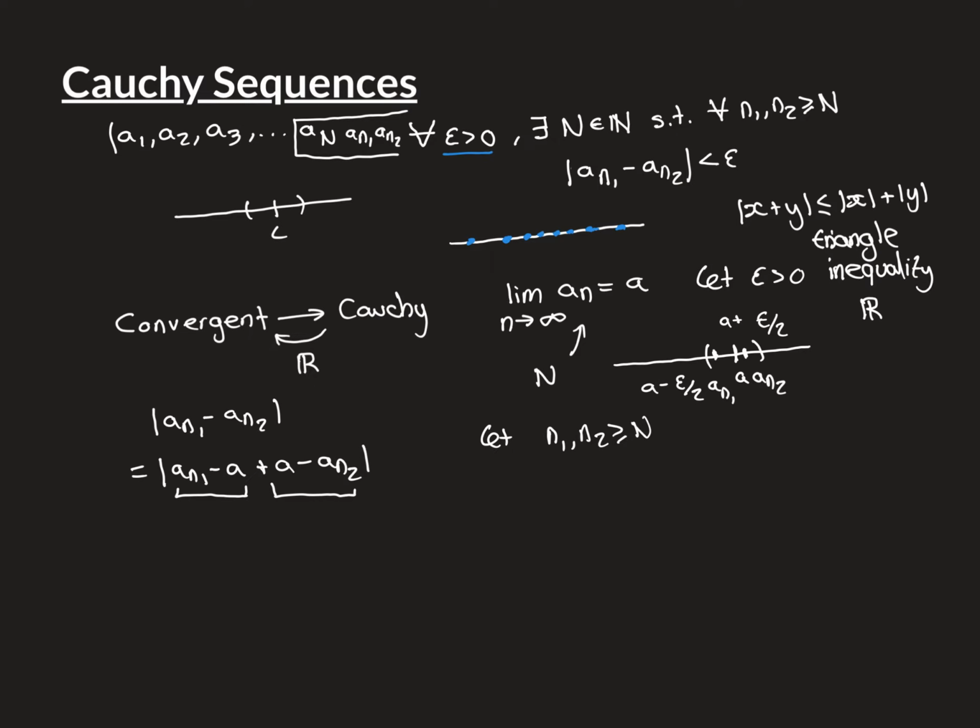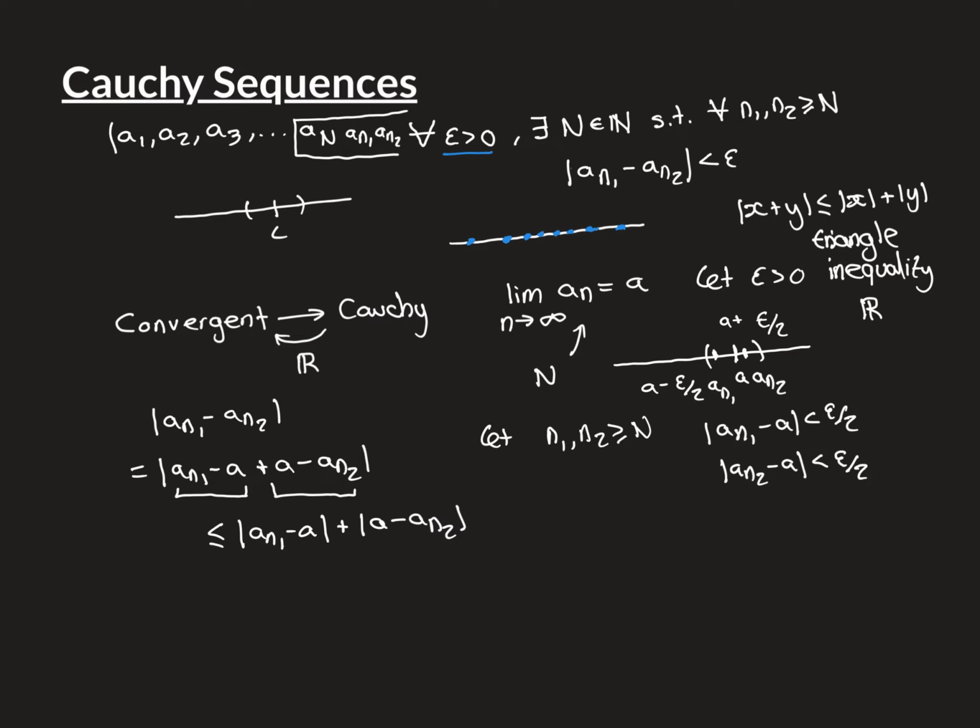So we're going to apply it here using this as x and this as y to say that this thing, and therefore this thing, is less than or equal to mod an1 minus a plus mod a minus an2. And of course both of those things in turn are less than epsilon over 2, so we know an1 minus a is less than epsilon over 2 and an2 minus a is less than epsilon over 2. So you can combine those two inequalities.